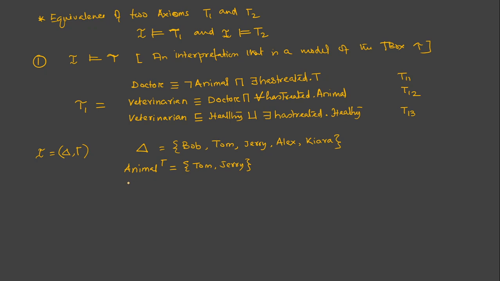Now we need to talk about, say, has treated. The kind of interpretation that we have for has treated, let us assume that it contains the relations that Alex has treated Tom and Bob has treated, say, Jerry, and Bob has treated Kiera, right? And say Alex has treated Jerry. So these are the kind of ordered pairs that are there as the interpretation of has treated, right?